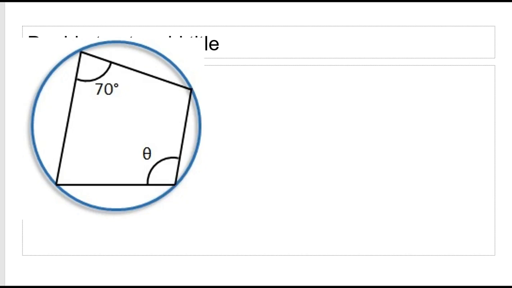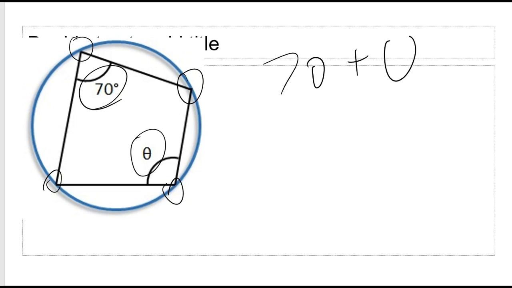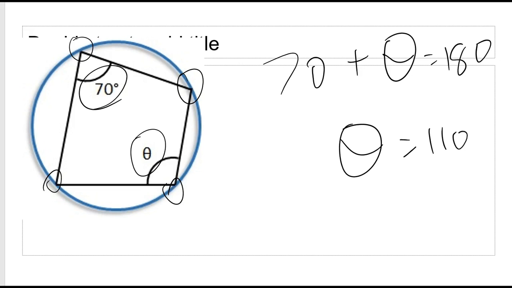Alright, so this is our cyclic quadrilateral. We know that because all points are on the circle. That's what it means by cyclic quadrilateral. So that means opposite angles are supplementary. So this is called theta. That's a Greek letter usually representing an angle. So that means 70 plus theta equals 180. Subtract 70 from both sides. That means theta must be 110 degrees.